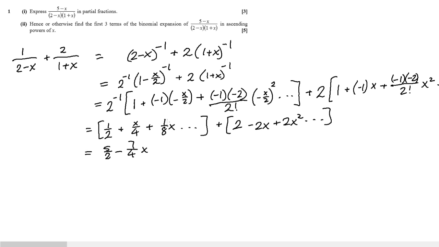And 1/8 plus 2 will give me 17 on 8 x squared. I missed the square here. And it goes on, but it doesn't matter. That's all you need to find. So that is a 5 mark for you.